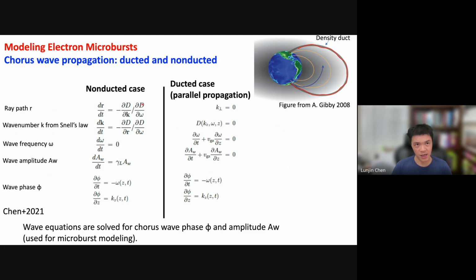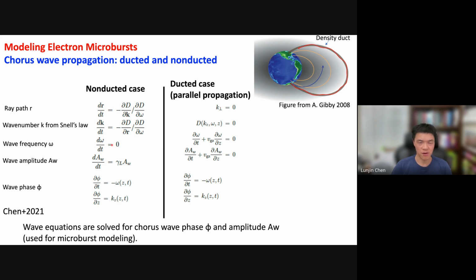Simply put, there exist two propagation modes. One is the ducted propagation mode, the other is the non-ducted propagation mode. Maybe I can explain the non-ducted propagation mode first. In the non-ducted mode, you have a smooth medium, the density is smooth, and the magnetic field variation is smooth. Then you just need to solve the ray tracing equations using Snell's law, and you can figure out how the wave energy propagates in space by solving for the group velocity. You can also understand how the wave vector evolves as it propagates by using Snell's law in the continuous medium.